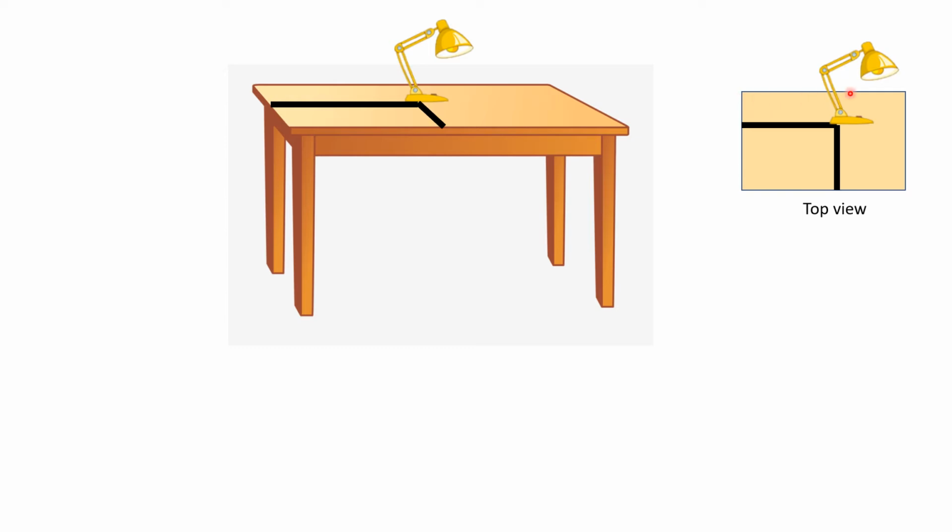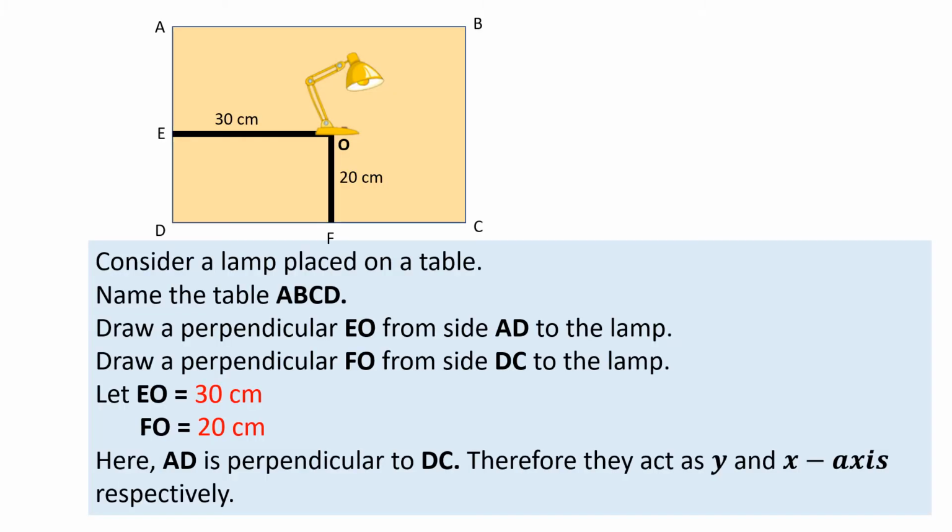Now can you see that this table has four sides? Yes. So if I draw a line perpendicular to this side, that is this black line here, and if I draw another line perpendicular to this side, then both of them will meet at the lamp. Can you see? So we draw two perpendiculars from this side and from this side that will meet at the lamp.